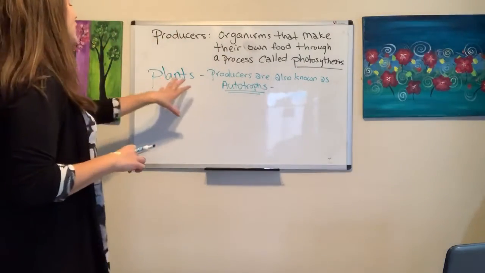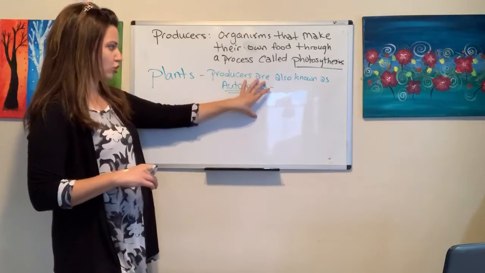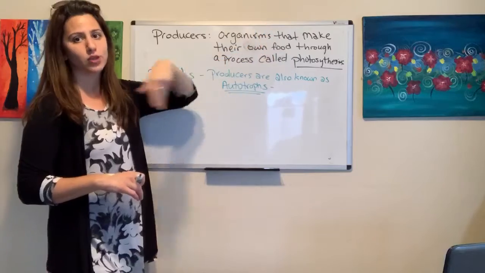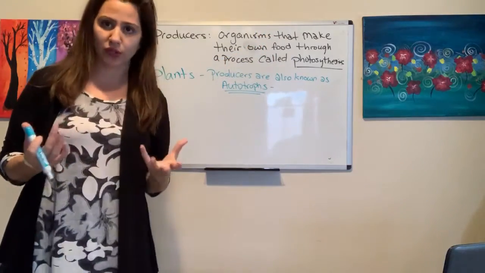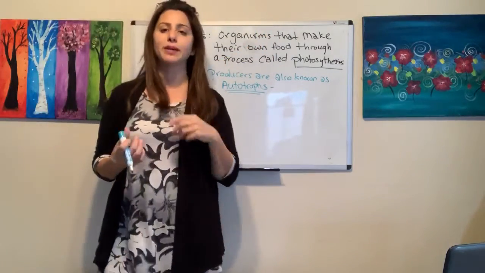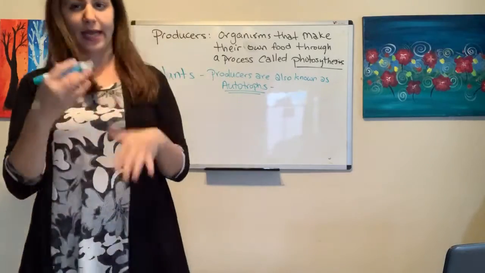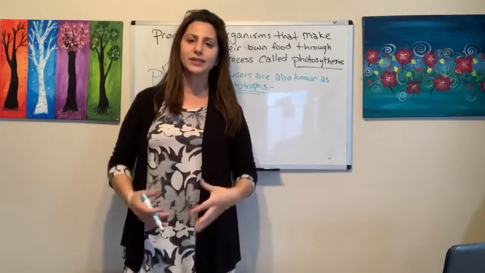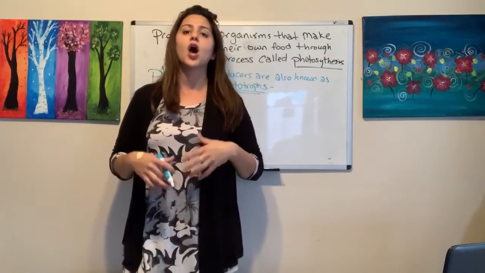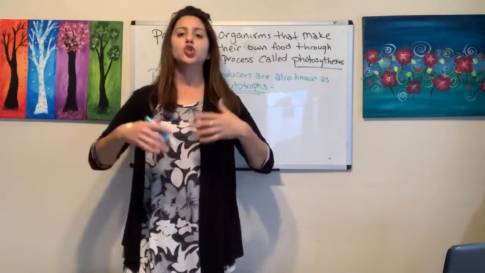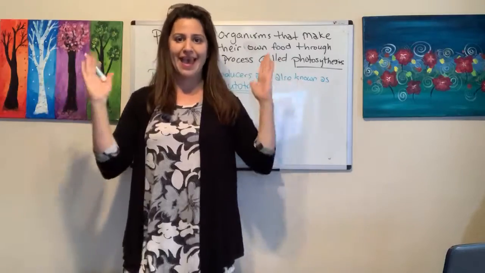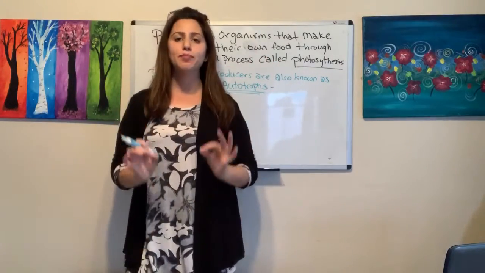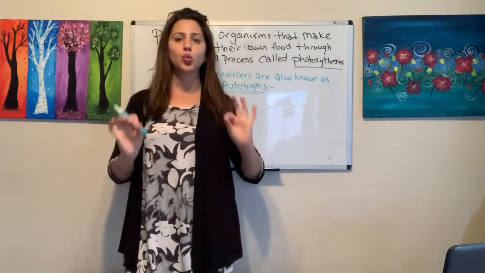And so we know that these plants, which are known as autotrophs, produce their own food through this process called photosynthesis. So what exactly is photosynthesis? Remember when we talked about cellular respiration? Let's kind of rewind a little bit and review that. Cellular respiration is the process that living things do to make energy, ATP, adenosine triphosphate, energy important for cells to do work, right?